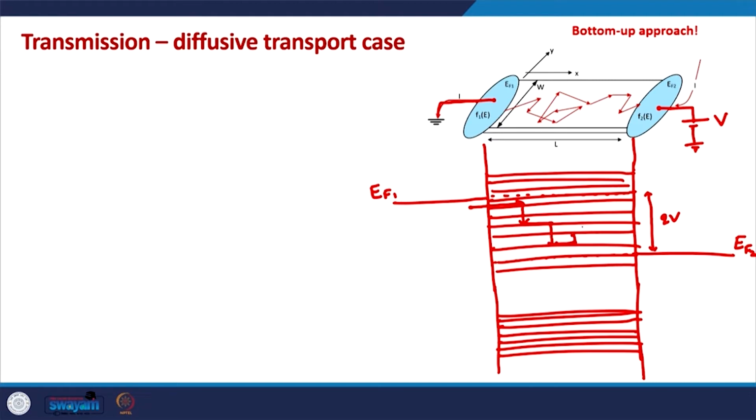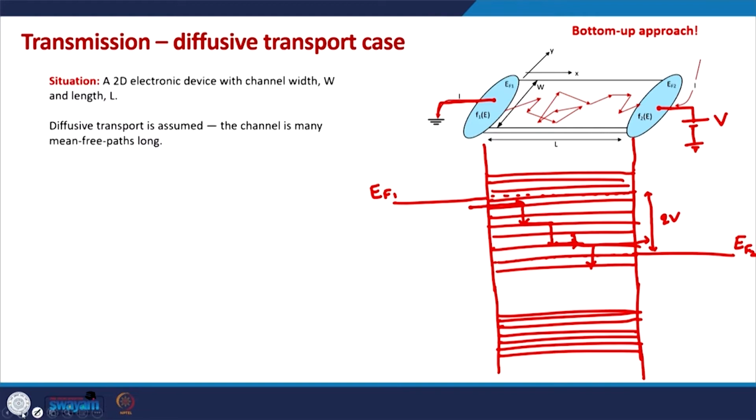Sometimes it may also gain energy, because sometimes it may change the momentum in such a way that it makes some transitions. So, some of these electrons may ultimately reach the drain side, but some of the electrons may ultimately go below EF2 and that is why they will not reach the drain side. Okay. So, this is how the diffusive transport case looks in the energy levels. This is the energy level picture of the diffusive transport.